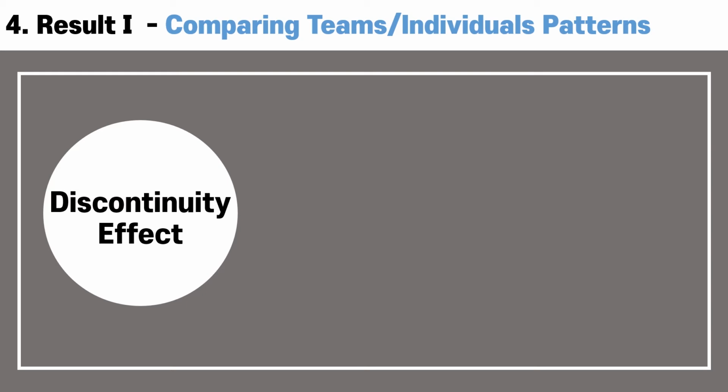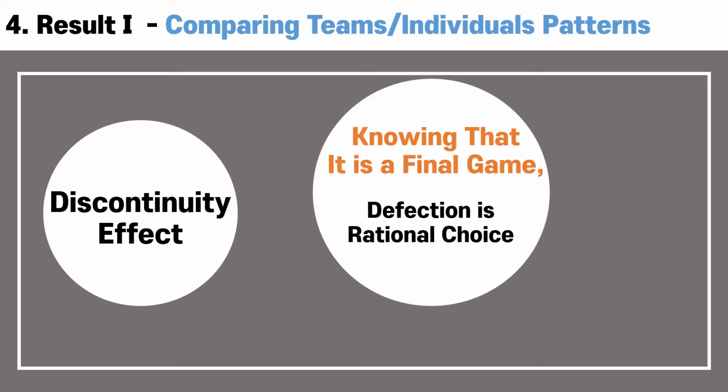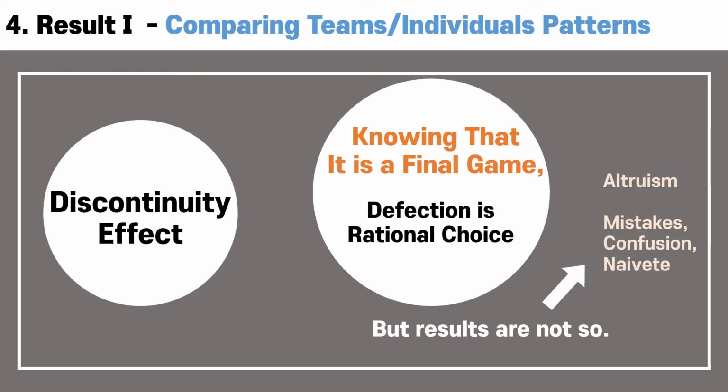In the final stage game, however, teams do not have to maintain a cooperative relationship with their opponent, since teams would be rearranged after this game. However, there is still some cooperation shown in the last stage game for both teams and individuals. Why is this? Possible explanations include evidence of altruism and results of mistakes, confusion, and naivete among participants.